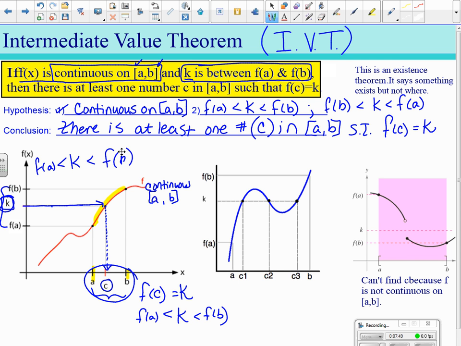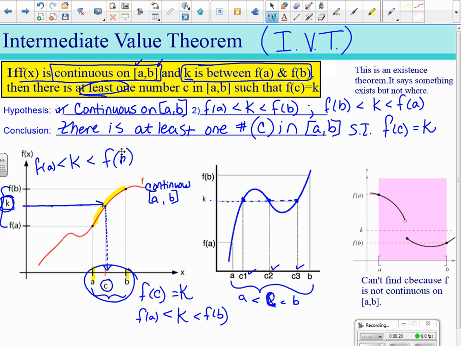The next picture is really just identifying the fact that it can happen that there is more than one. This says there is at least one, but here I can see there actually are three. If we draw a horizontal line across from k there, I hit it 1, 2, 3 times within the band where x sits between a and b, and these would be the c values that I'm looking for. There are actually 3 different c values on this one. So there's at least one.